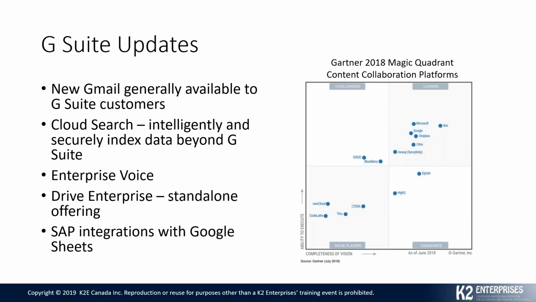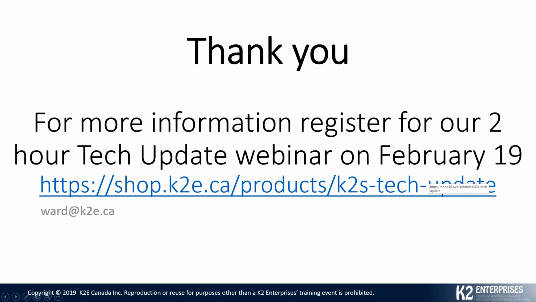G Suite has some nice improvements, including getting Drive Enterprise as a standalone offering. And I put in here a little chart about collaboration. The top vendors in here are Microsoft, Box, Google, and Dropbox. And it really is time for you to move to a collaboration platform. It dramatically improves how things happen.